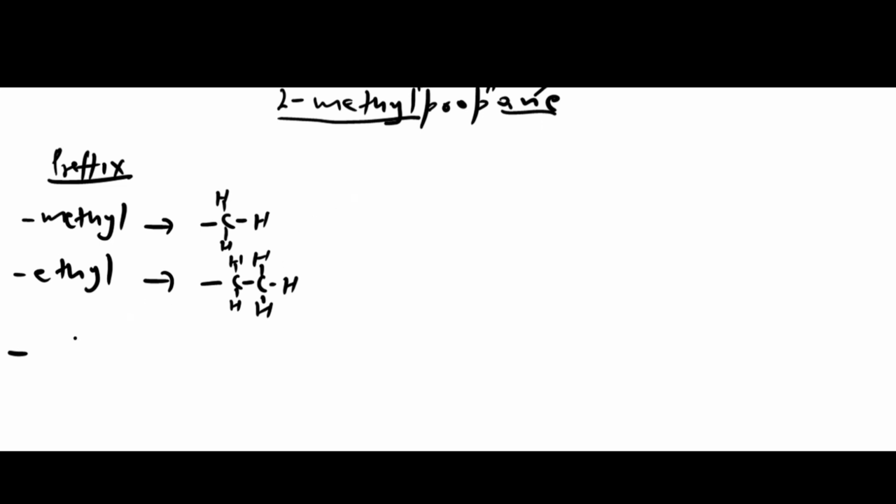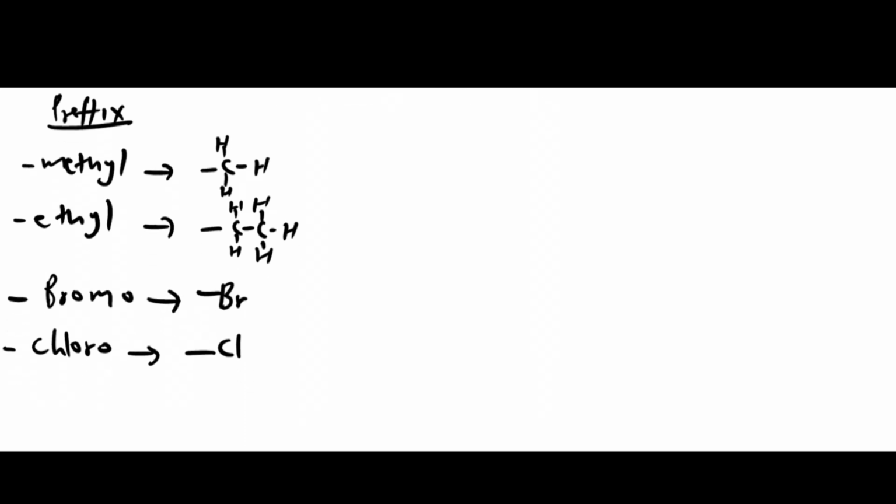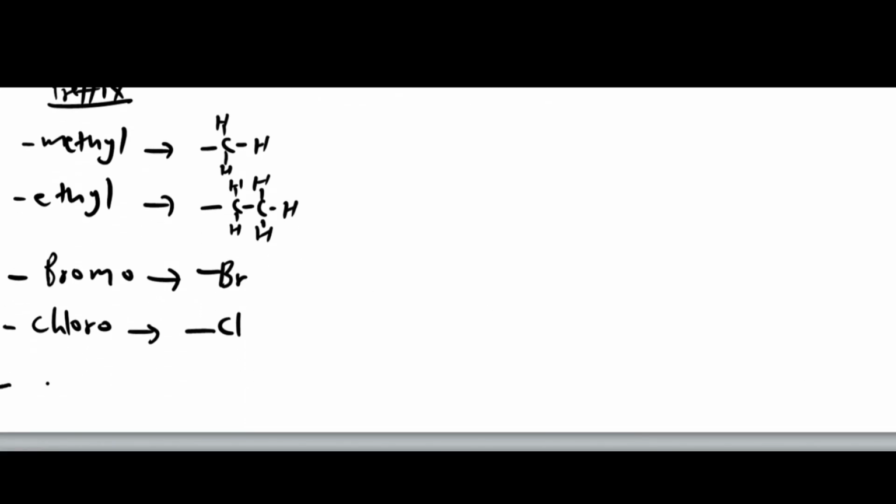Okay, then we have another one, the halogens. Halogens can be bromo, which means there is a bromine as a substituent. Then we have a chloro, which means there is a chlorine as a substituent. Then we have another prefix, which is fluoro, which means there is a fluorine that is bonded to the chain as a substituent.